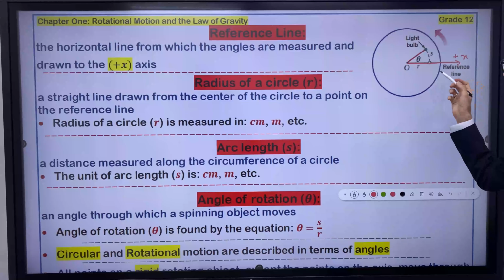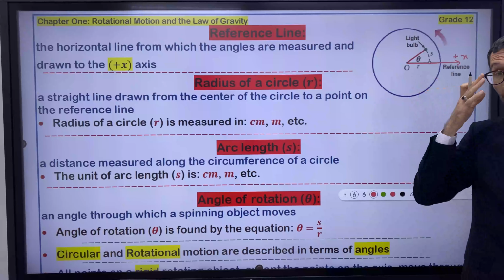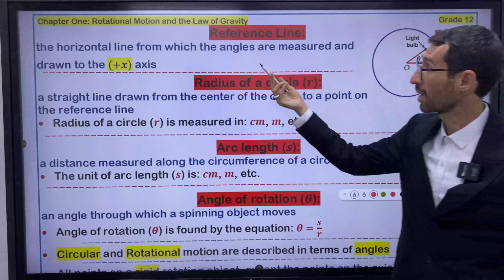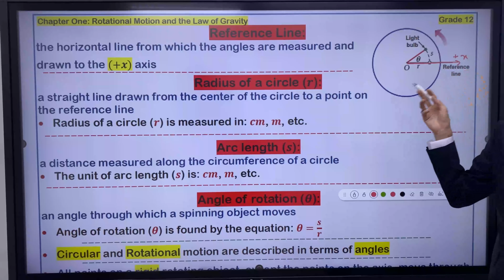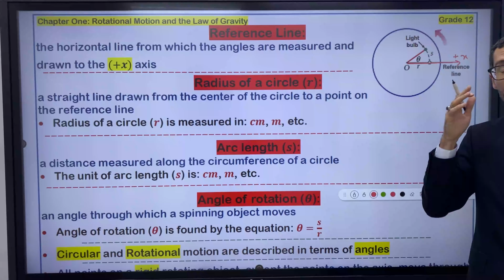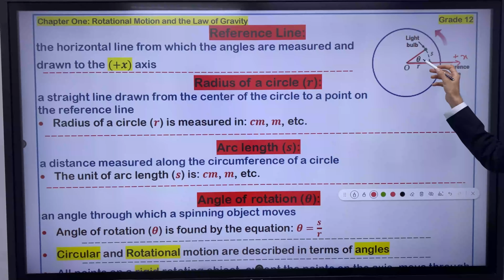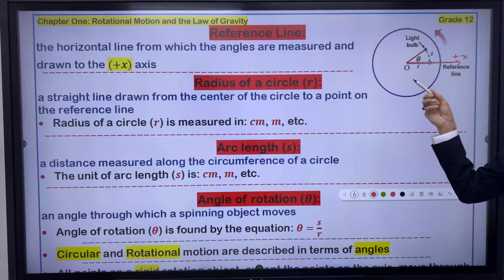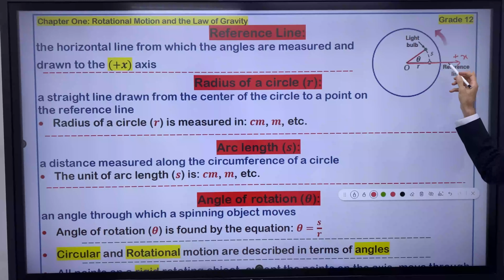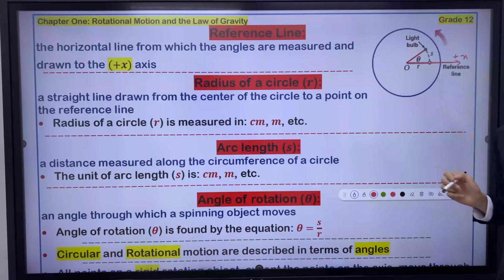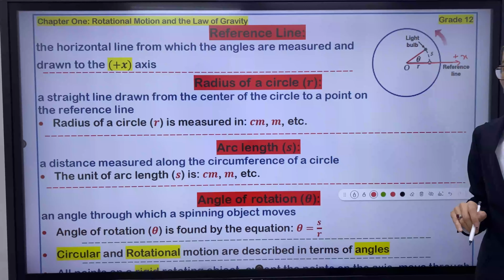So it's the line from which the angles are measured. You can measure the angles by means of the reference line. Any angle is measured with respect to this line, for example, angle theta. Whenever you want to measure this angle theta, you have to start from here. So this is the zero level. This is the 0 point. This is the starting point.